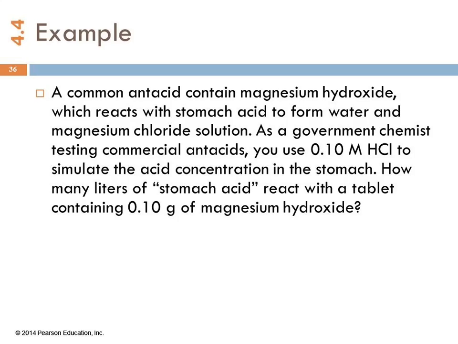What's the formula for magnesium hydroxide? Mg(OH)2. Magnesium forms a +2 ion. Hydroxide is OH -1, so we need 2 of them. So that's going to react with HCl. I'm just going to leave a little space there in case I need a coefficient, to form water and magnesium chloride solution.